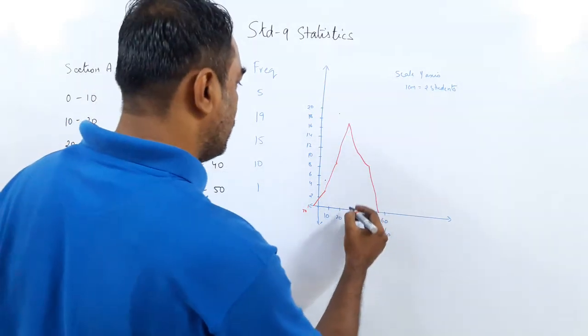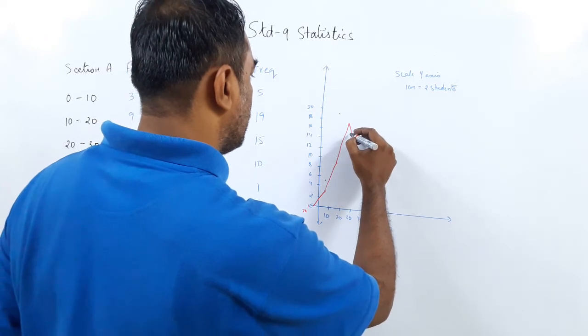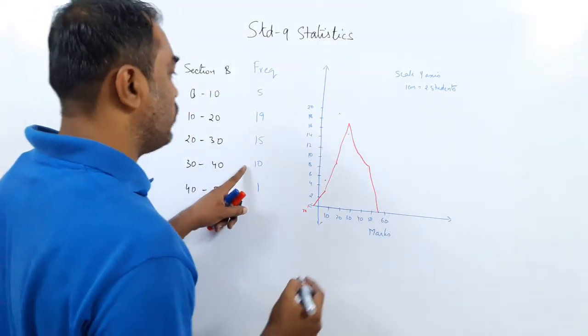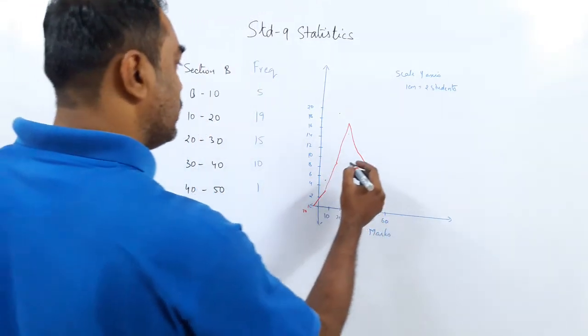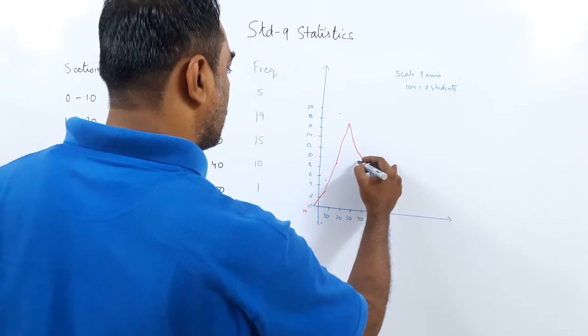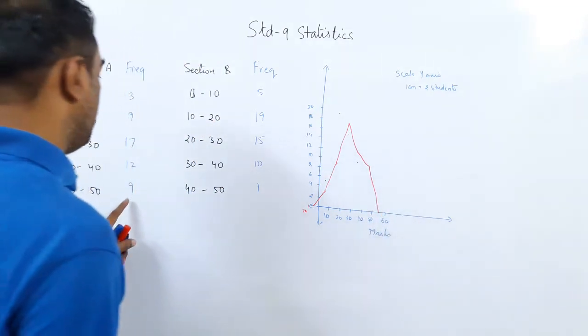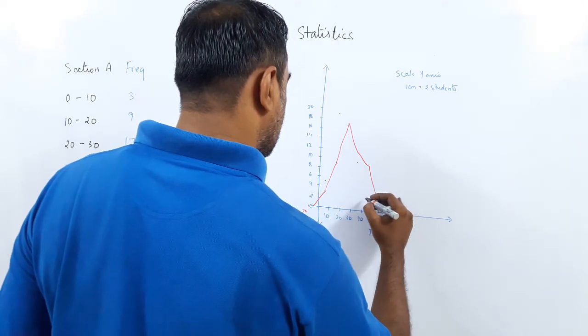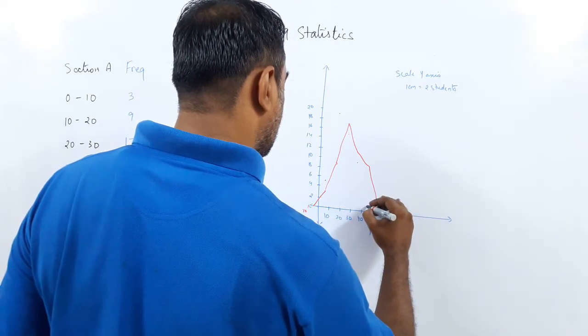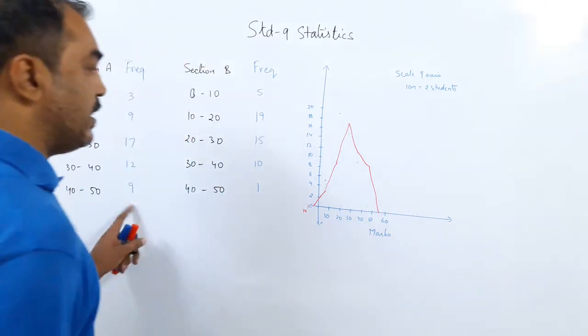Then we got 15. So 30 is 14. 15 between 14 and 16. Then we got 10. So between 40 and 50, there was 12. We have got 10. So 10 is over here. And between 40 and 50, there is only 1. So 1 is over there. Then 9, there is 1.